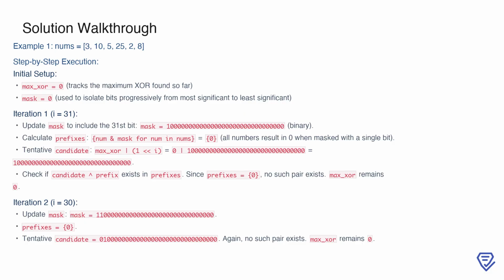In the next iteration, with i equal to 30, the mask is updated to cover the two most significant bits, resulting in mask being 11 followed by all zeros.